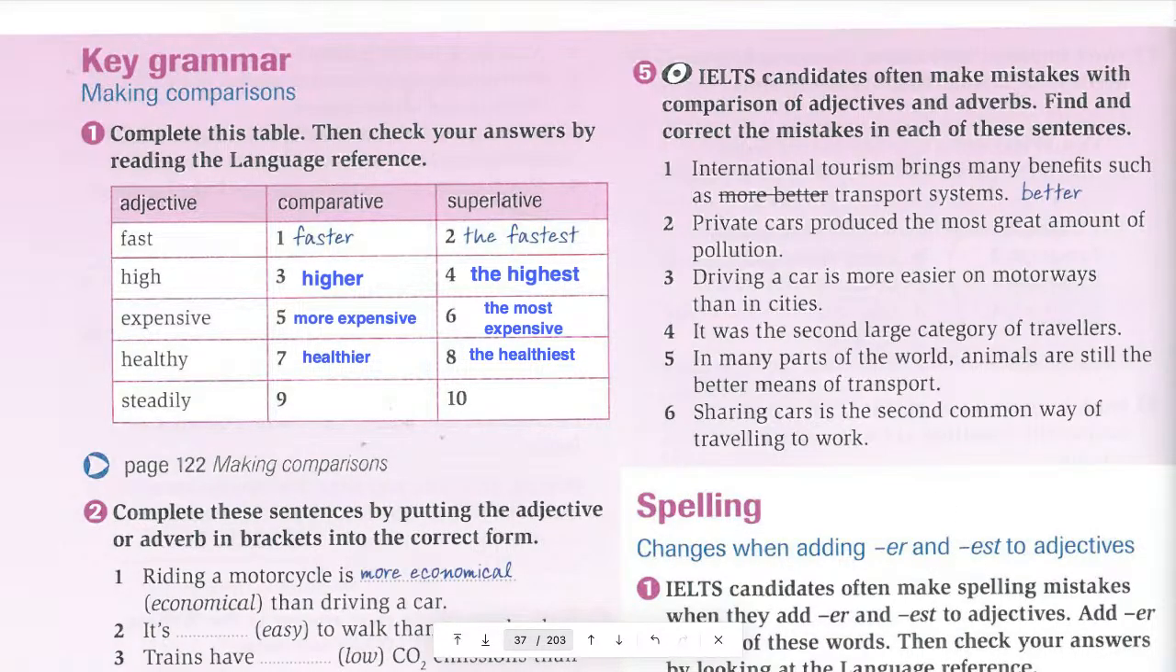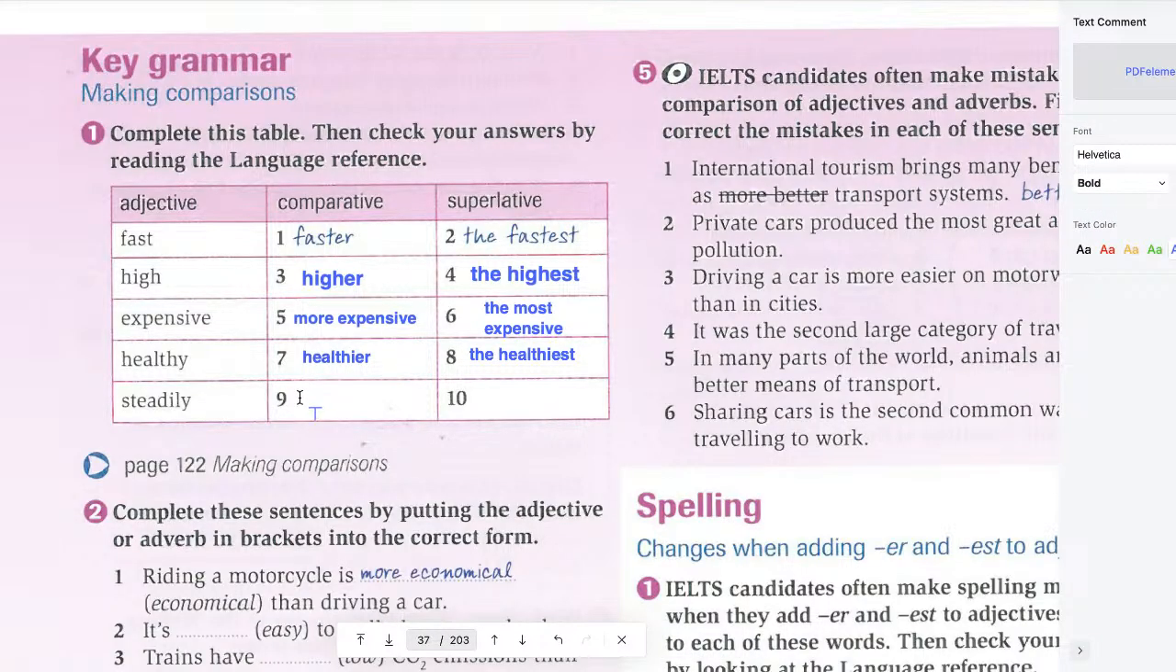Alright, now number 9, we have steadily. Comparative? No. What is the... Yeah, more steadily. Yes, more steadily. Okay, comparative form for this. Steadily, because it has 3 syllables, right? Steadily, 3 syllables. That's a long one. So we use more steadily, right?